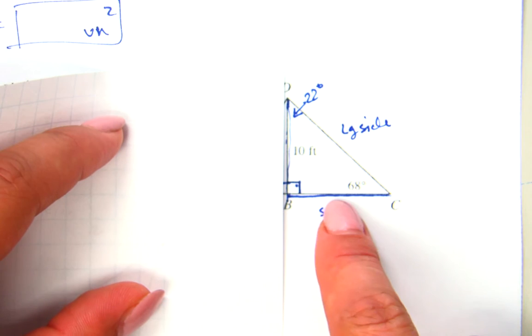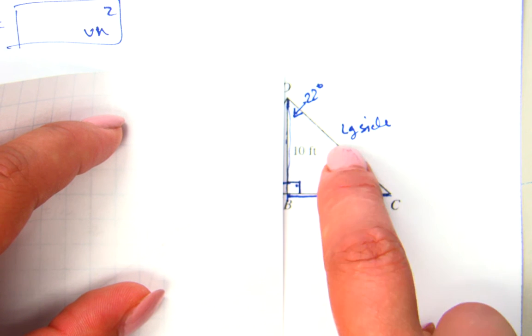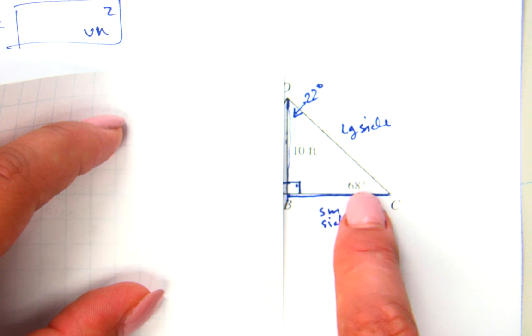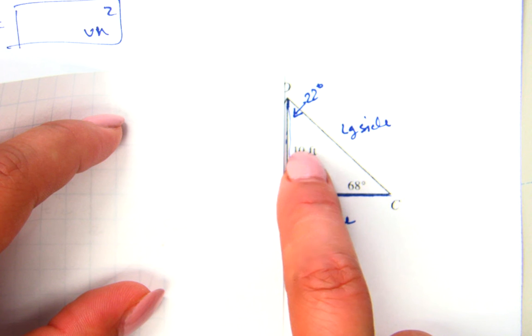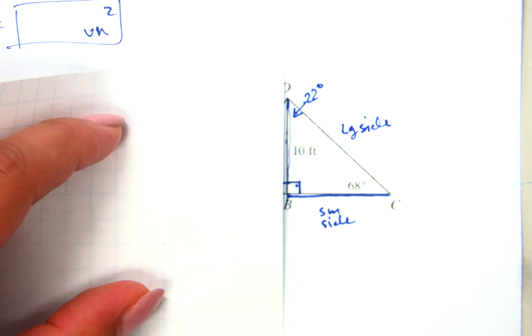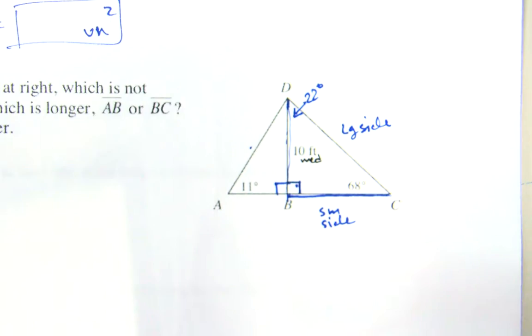That's the smallest angle, so that's going to be the smallest side. That's the largest angle, 90 degrees, so that's going to be the largest side. 68 degrees is across from this one, so this one's going to be the medium side for this triangle on the right-hand side.